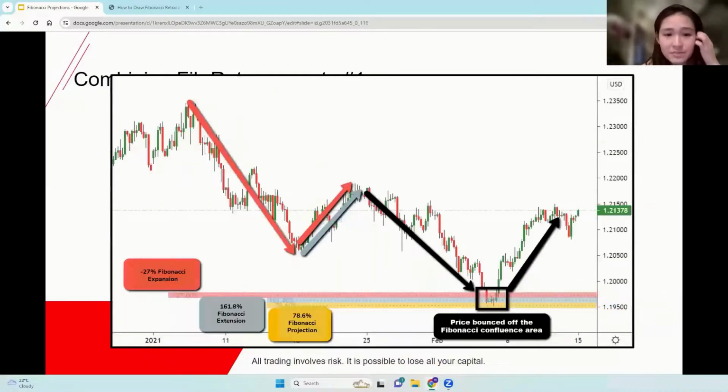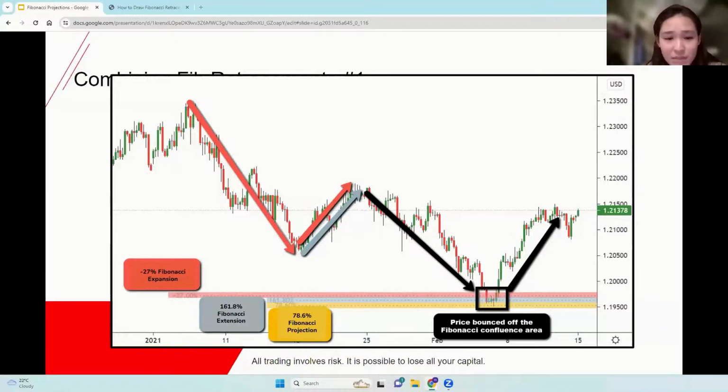So in this example here, we have three different Fibonacci methods. Firstly, we have the minus 27% Fibonacci expansion, which is indicated by the red arrow. That lines up with the 161.8 Fibonacci extension, indicated by the gray arrow. For extensions, we look for a Nike tick. This would be the shorter part of the tick, and the tail of the tick would be this black arrow here.